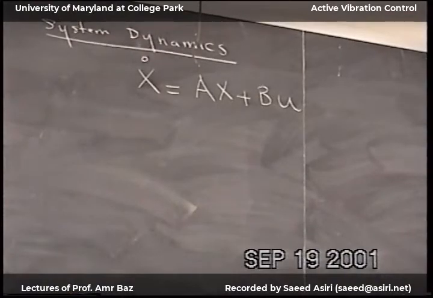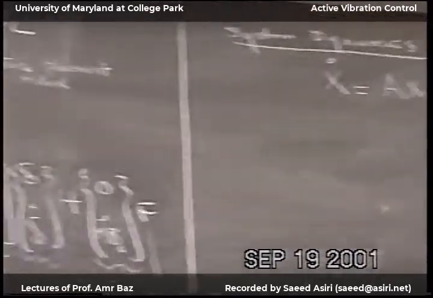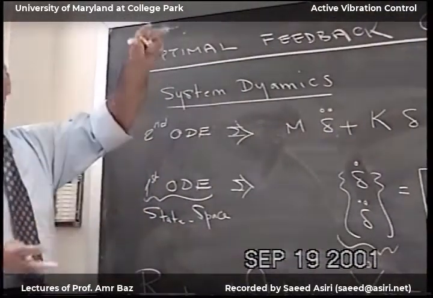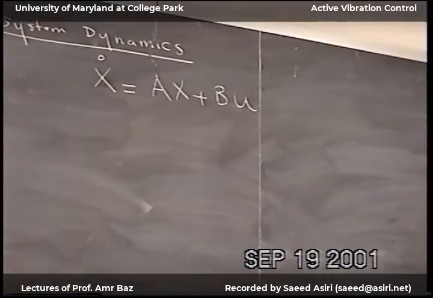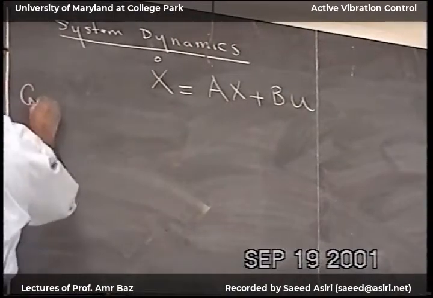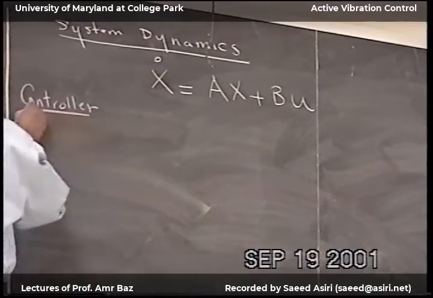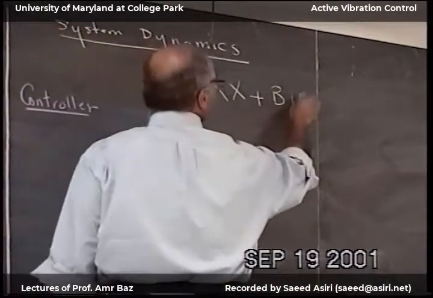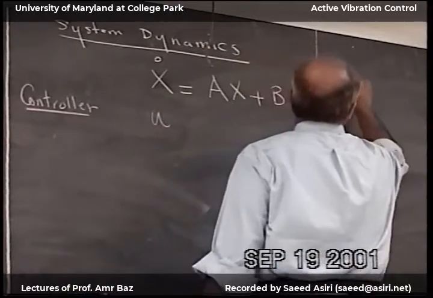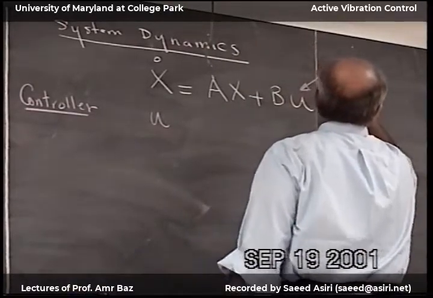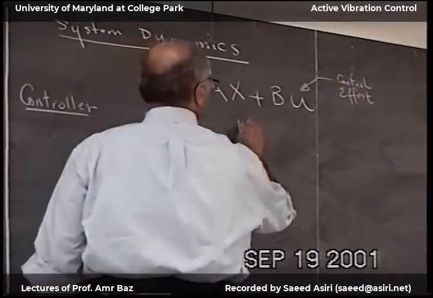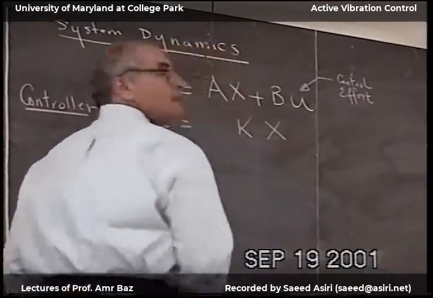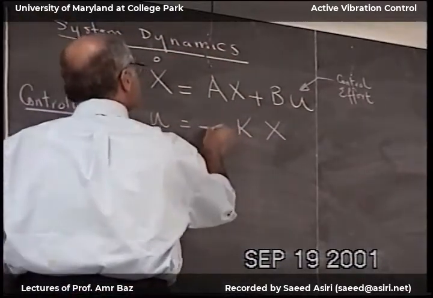The finite element size is half the size of the state space, because this is second order, this is first order. So I'm expanding the size. But now I deal with a first order differential equation. I'm going to do the following controller. I'm going to generate this control effort like this. And then I have negative feedback.